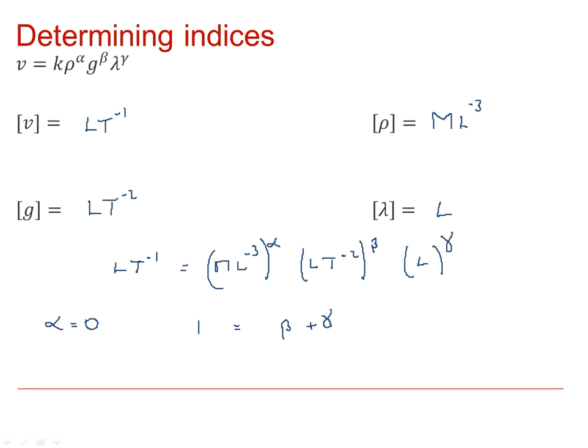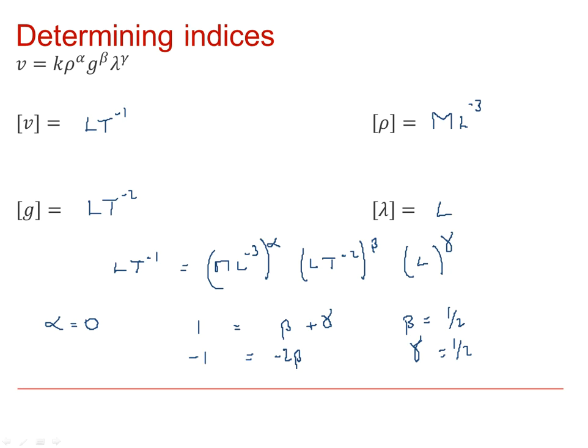And then comparing time, on the left hand side minus 1, and on the right hand side minus 2 beta and then plus 0 gamma. So we can see from those that straight away the second one tells us that beta must be equal to a half, and if beta is equal to a half, then gamma must also be equal to a half.